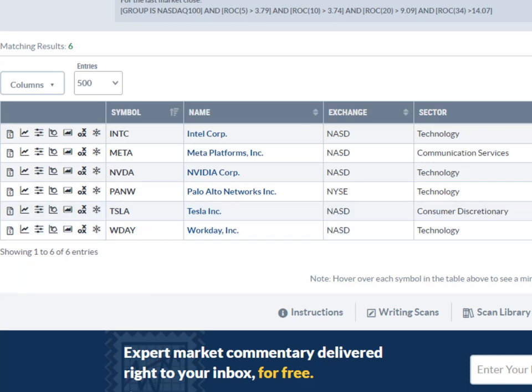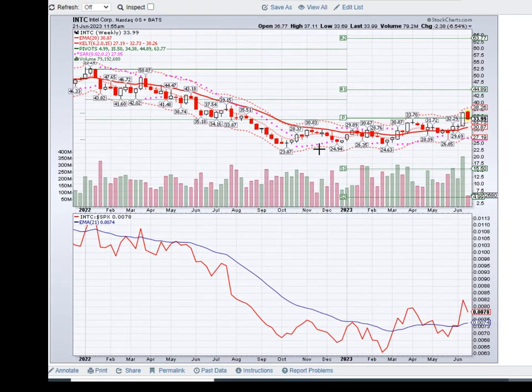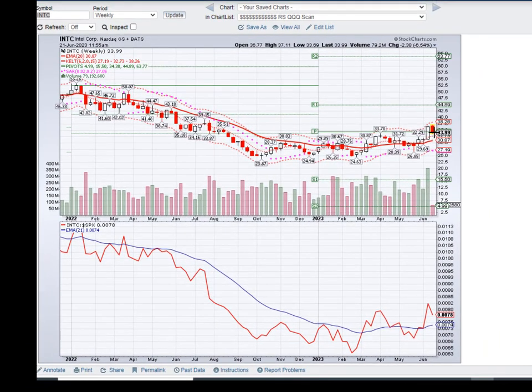Let's look at a few of these. First one on the list is Intel. You can see it's just moved above its yearly pivot here and is trying to form a bottom here. The RS is positive, though it pulled back sharply this week. So we really need to see a move above this point here to determine it is a new market leader.